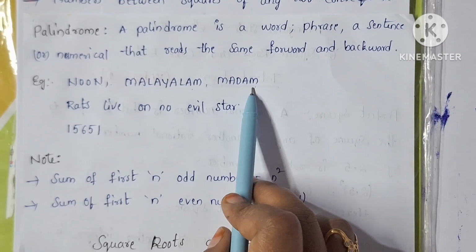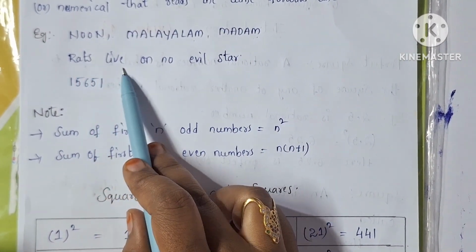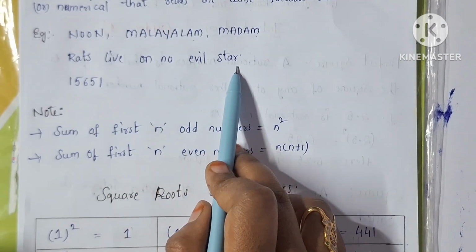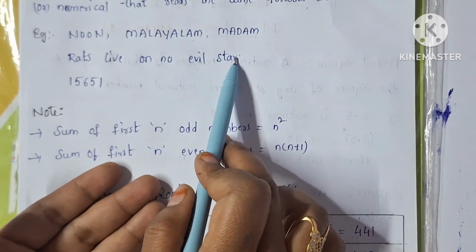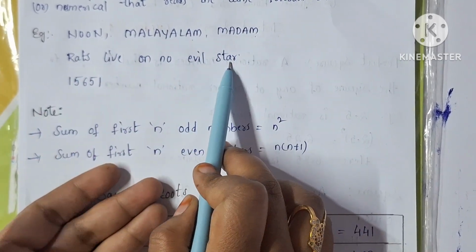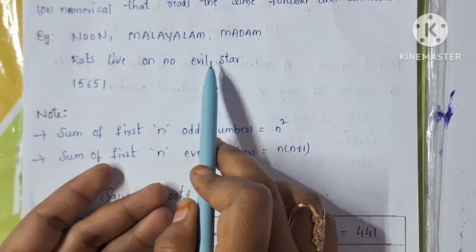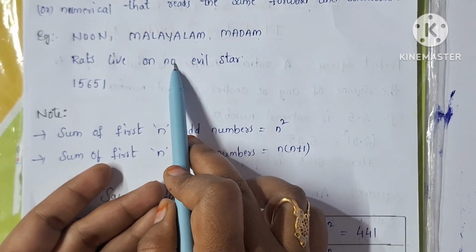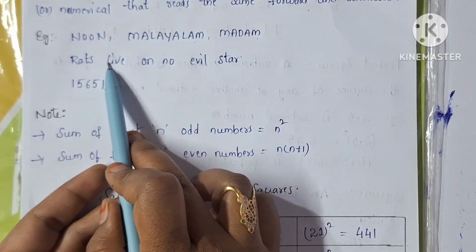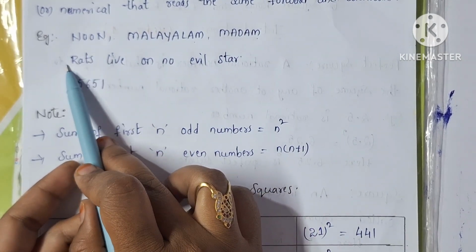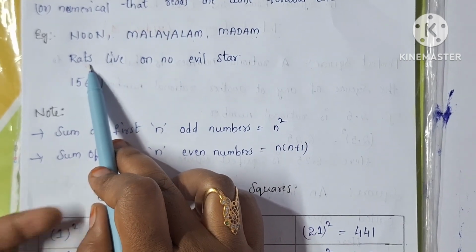See, if you read these words from left to right or right to left, you are going to get the same word. Here one sentence is also given: Rats live on no evil star. If you read this sentence from right to left also, you are going to get the same. R-A-T-S, rats. L-I-V-E, live. O-N, on. N-O, no. E-V-I-L, evil. S-T-A-R, star. Rats live on no evil star.